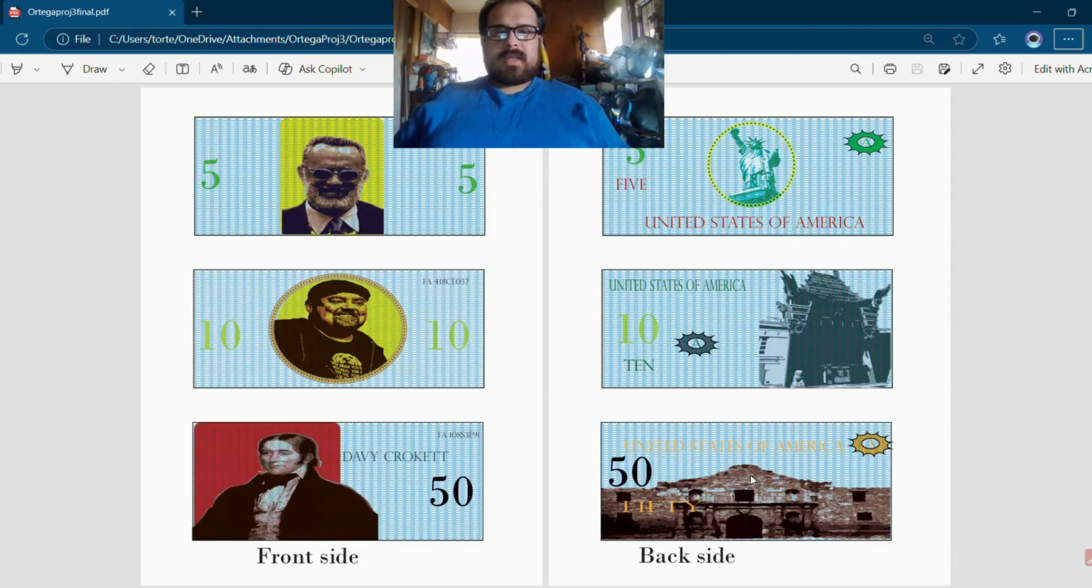Hello, my name is Ortega, and today I will present to you my currency that I made for this year's project. Basically focusing on the fives, the tens, and the $50 bills.